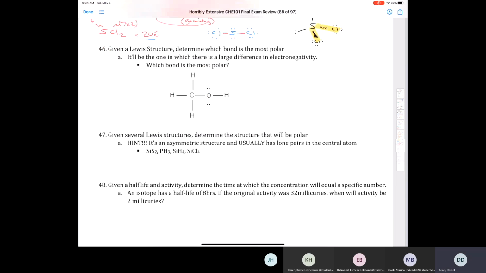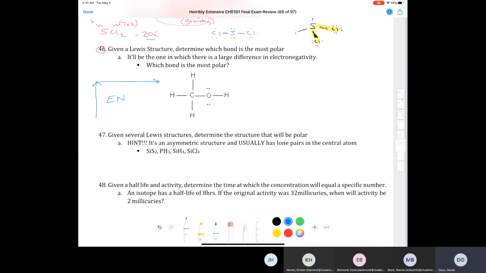The next question says, given a Lewis structure, determine which bond is the most polar. So it'll be the one in which there's the largest difference in electronegativity. You don't have to memorize all the values of electronegativity, but we discussed how in the periodic table, the electronegativity, EN, increases going up a group, and it increases going across a period, from left to right.